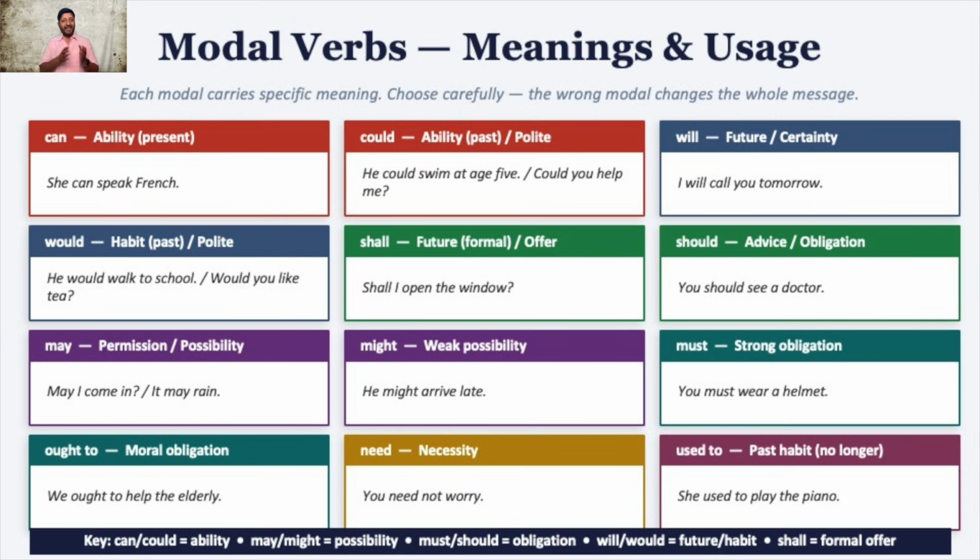If you use the words can or could, it denotes an ability. If you use may or might, it is a possibility. If you use must or should, it is an obligation. If you use will or would, it is either the future or a habit. And if you use the word shall, it becomes a formal offer.